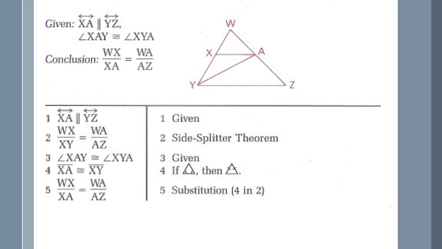All right, here's a little proof that we're going to use to prove that WX over XY equals WA over AZ. So based upon the given, we know that WX over XY equals WA over AZ. So what they're saying is these two comparisons here gave us this here. Basically on the given, these two angles are congruent. So we know that this is congruent to this.